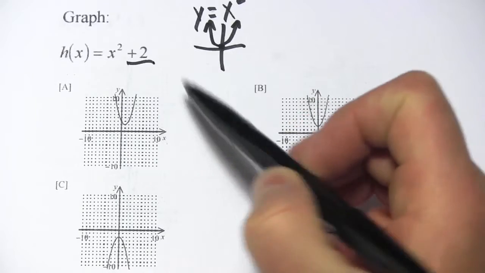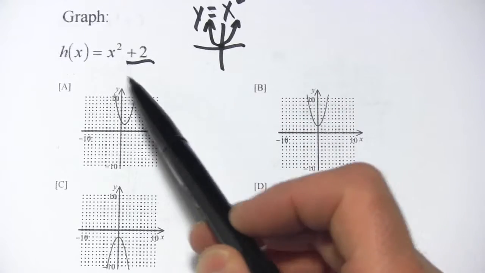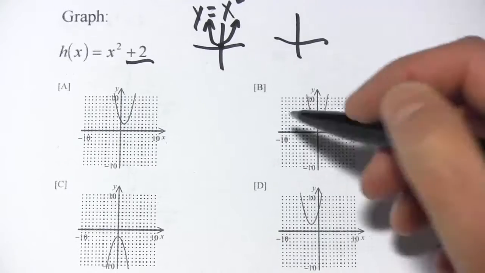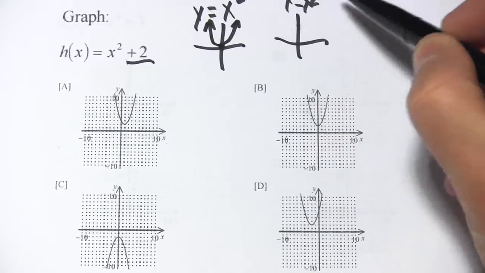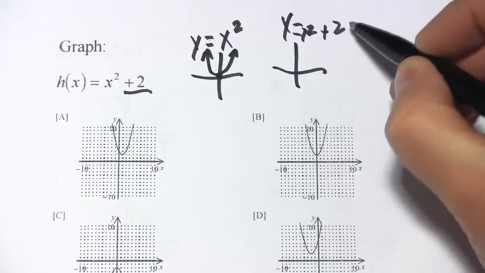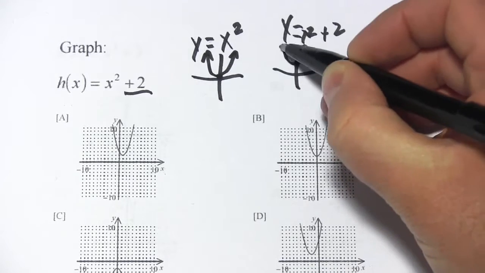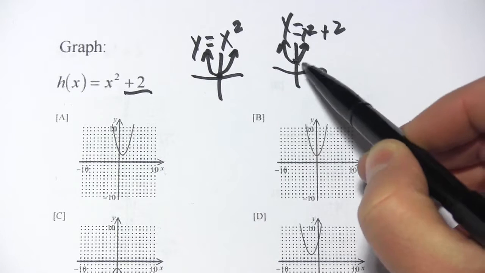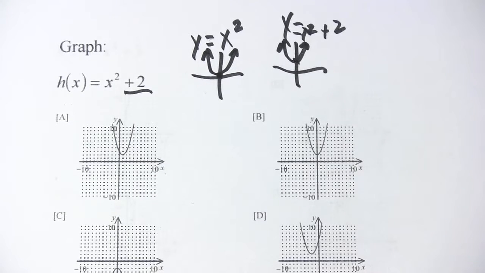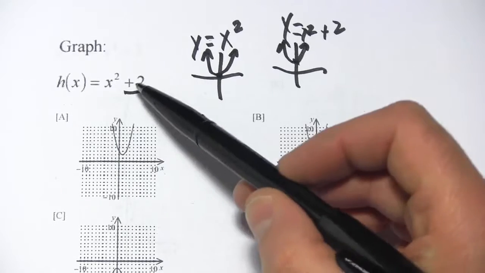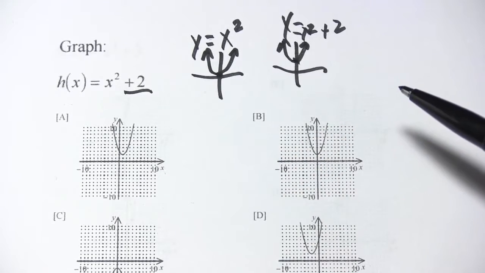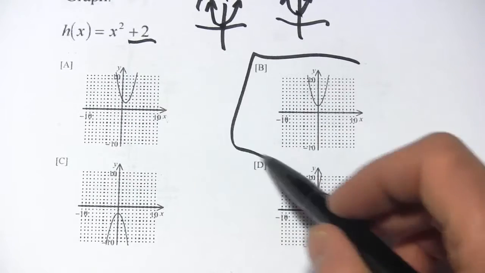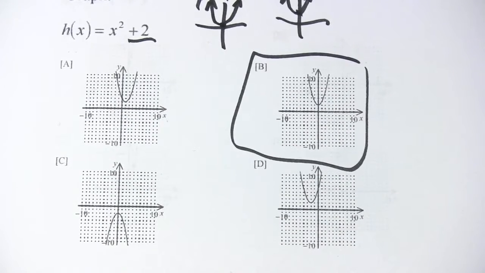When you add 2 to that basic function, which is what's being done here, it simply moves everything up 2. So the graph of y equals x squared plus 2 is just going to look like the same thing, but moved up 2. So instead of the vertex being at 0, 0, it's going to be at the point 0, 2 on that graph. If it was a minus 2 here, it would have just been moved down 2. So you can see from these graphs, looks like B is our answer.